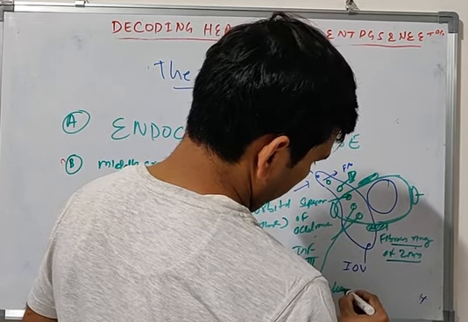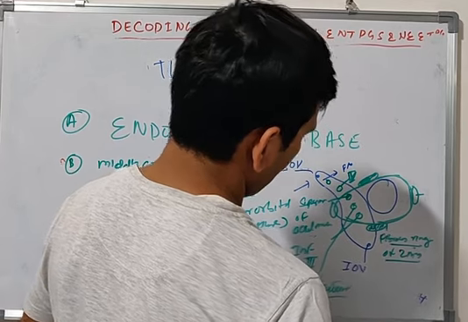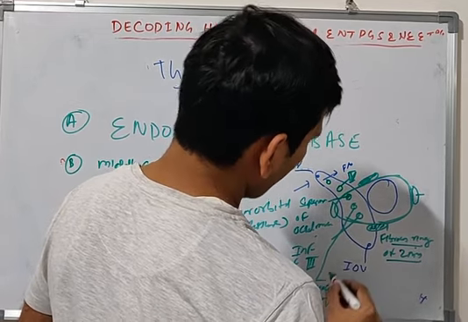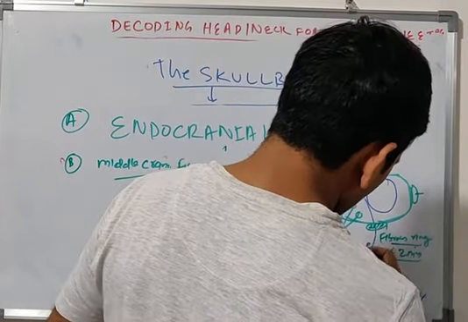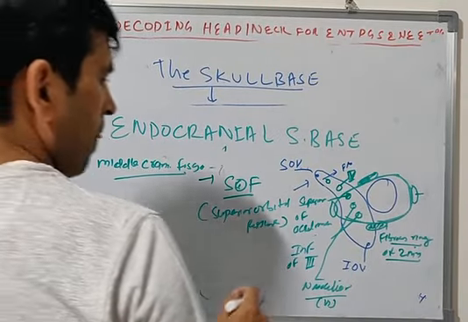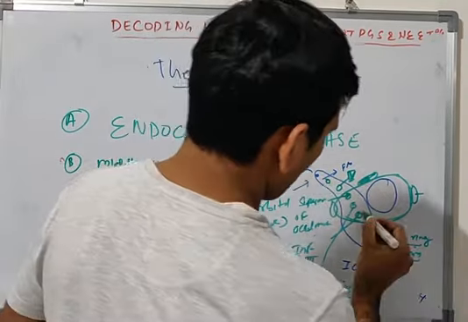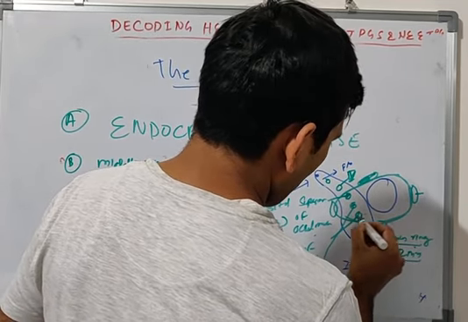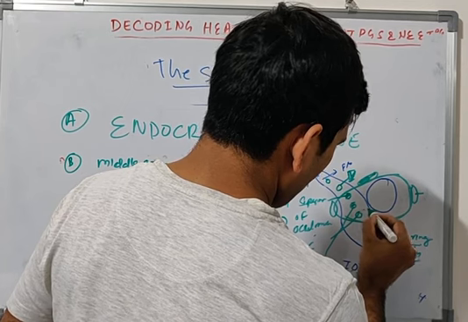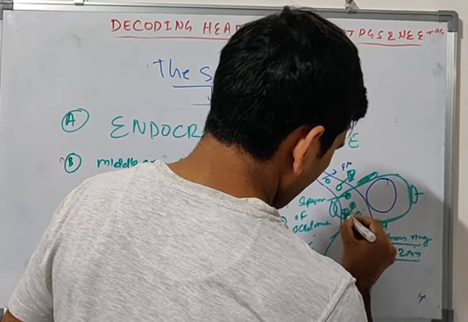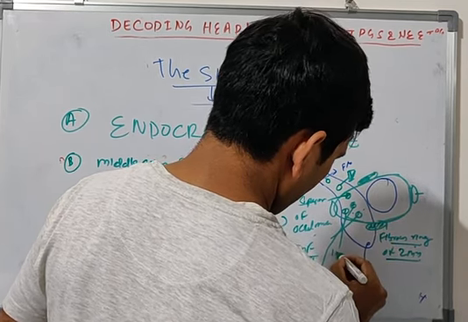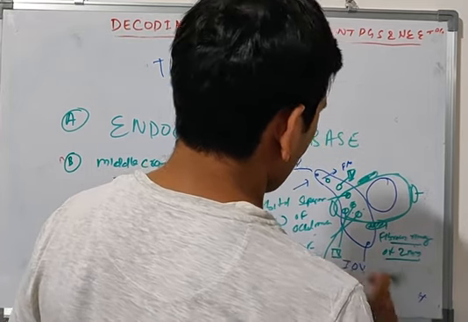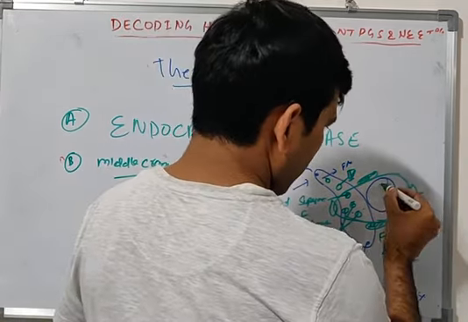Nasociliary is a branch of the ophthalmic division of the trigeminal nerve. Nasociliary, this is a branch of V1. And inferior ophthalmic here. In between here, you may have the sixth nerve. This is the sixth nerve, abducens, which supplies the lateral rectus.